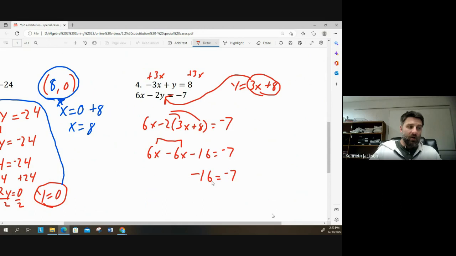If my variable is gone, 6 minus 6 is 0, I don't have any more x's, and I have a false statement, I would say no solution, which means these two lines would be parallel. They don't share a point in common.